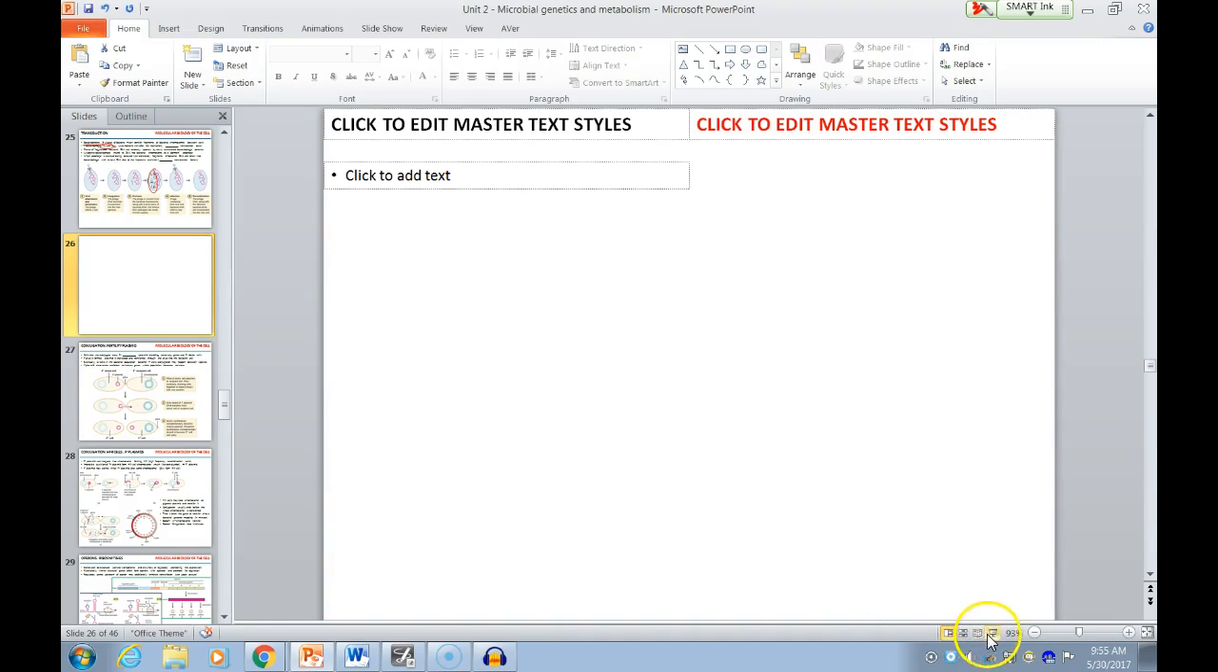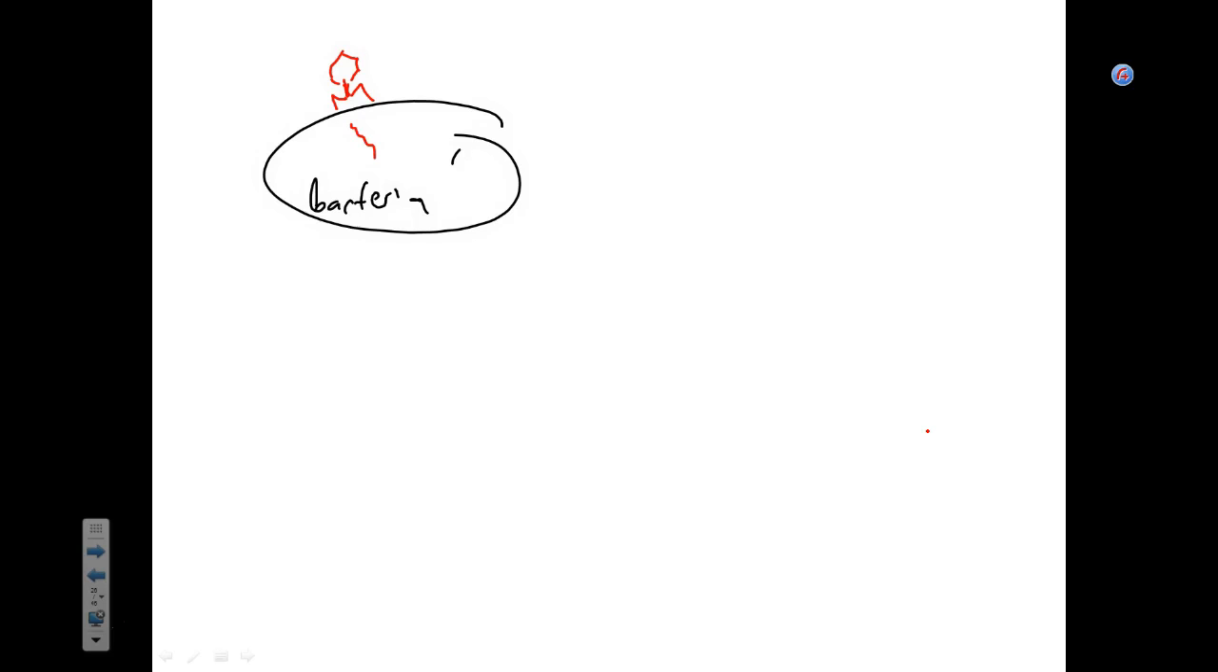Okay. Let's take a glance. So here's what happens. You have a bacterial cell. You have a little phage right here, okay? And this phage introduces its DNA into the cell. Are you keeping up?